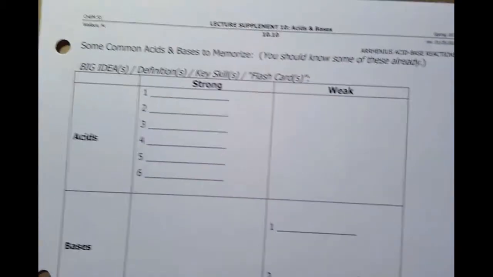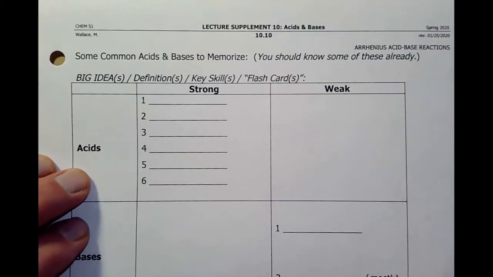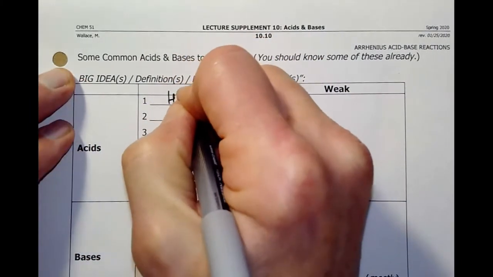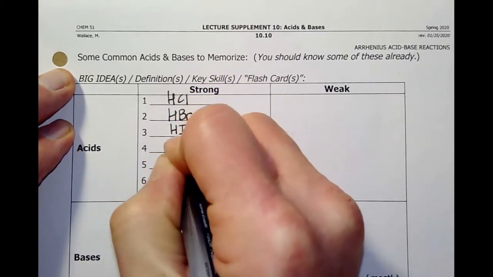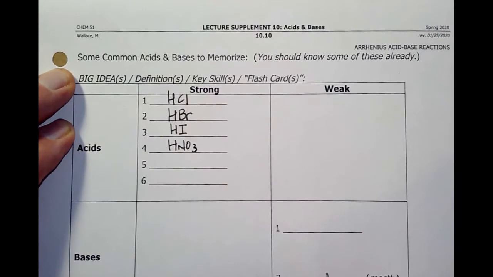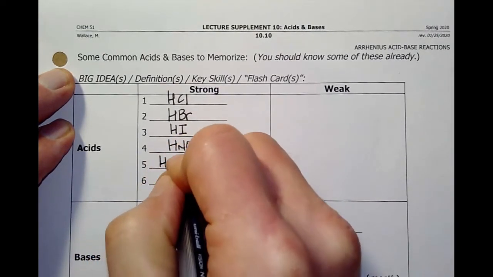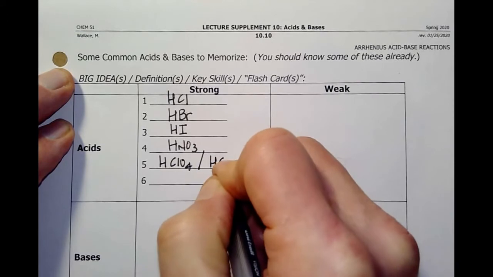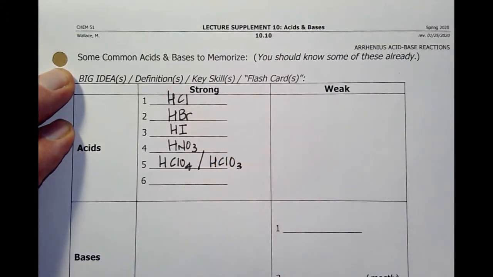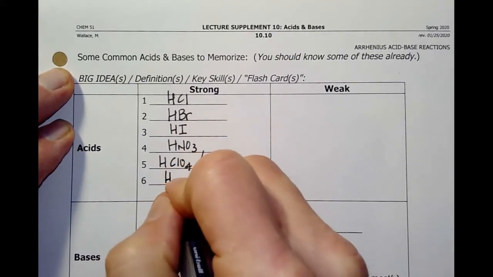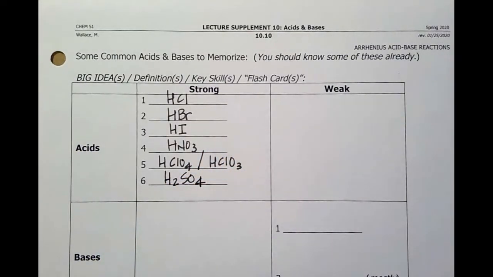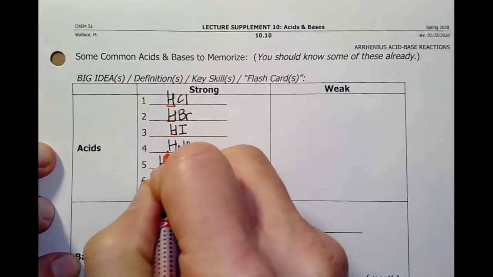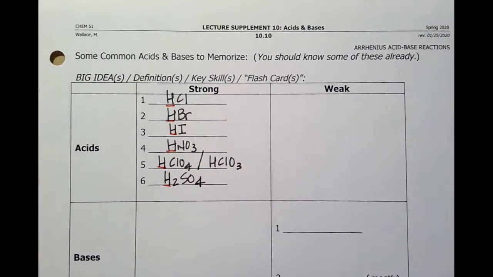Strong and weak. This has come up before. We just have to have these memorized: HCl, HBr, HI, HNO3, HClO4, HClO3. Those kind of get used interchangeably. And lastly, one that's a little bit complicated, H2SO4. When I put those in water, 100% of the H pluses dissociate, break off, and stick to water molecules.